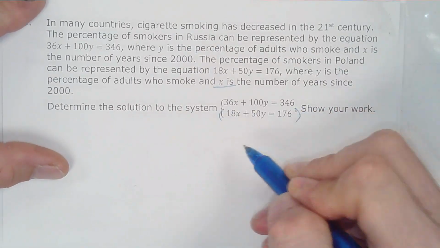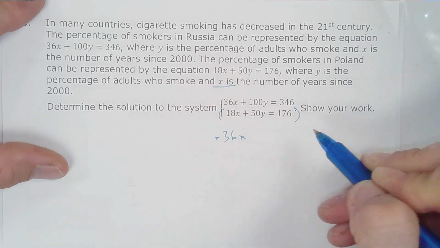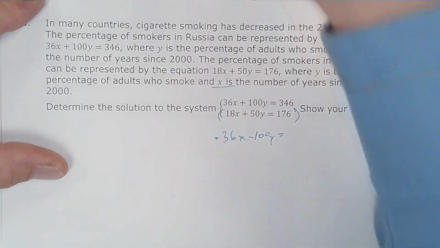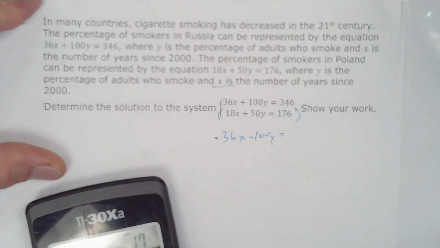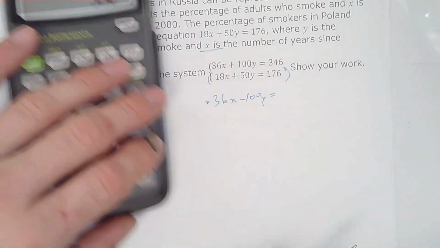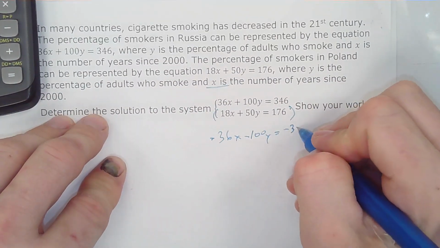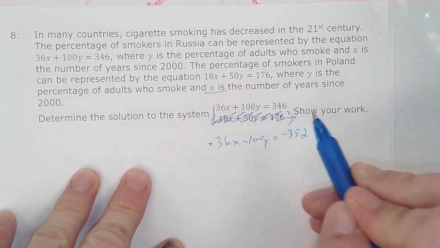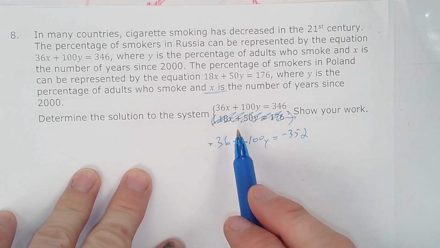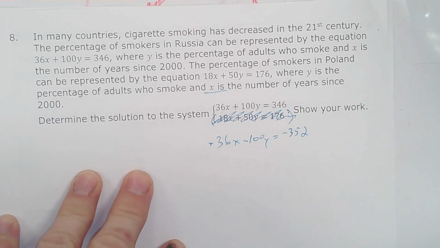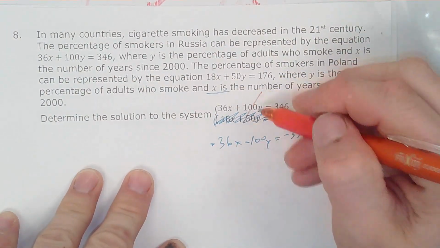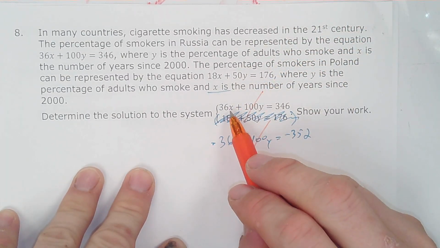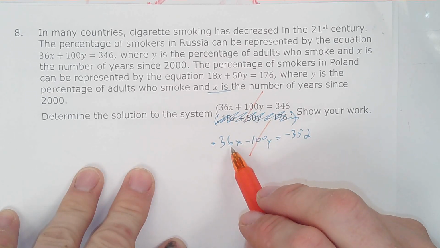So if I multiply this by -2, I get -36x, and then minus 100y equals 176. 176 times -2 is -352. Equals -352. So that is the same as that, so I'm just gonna pay attention to these two. I'm gonna combine these two together. And then the y's go away, and then my x's, I'm like, wait a minute, I have a 36x and a -36x.